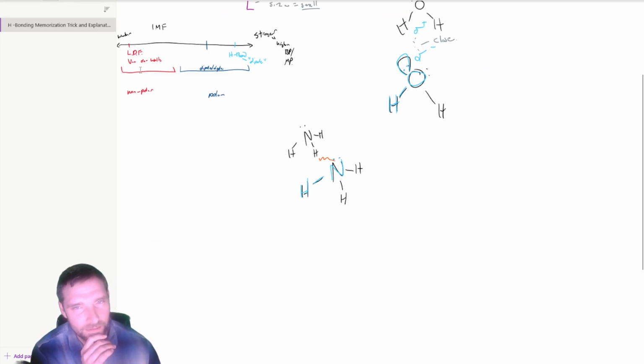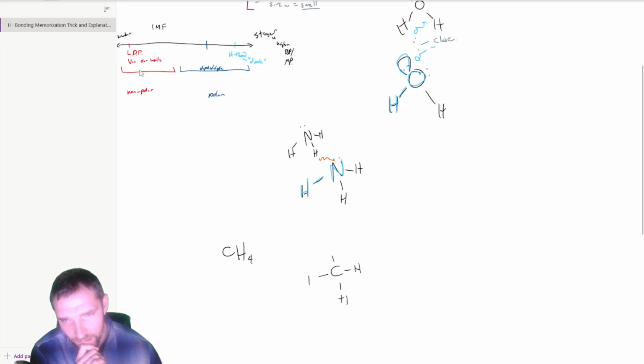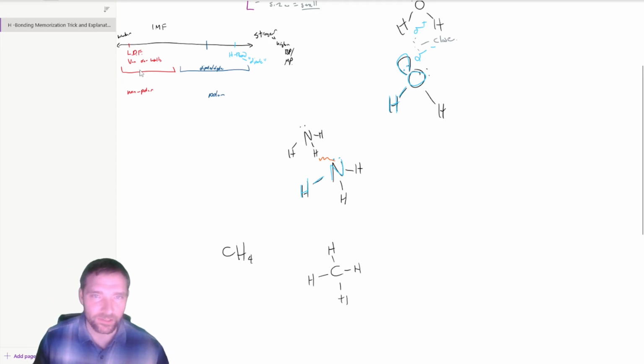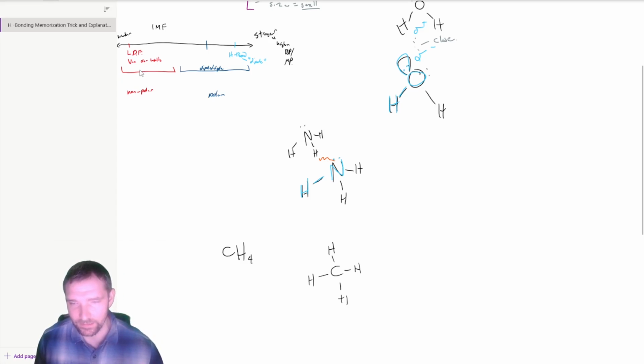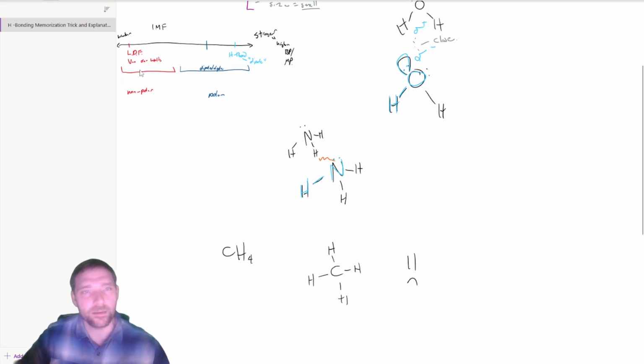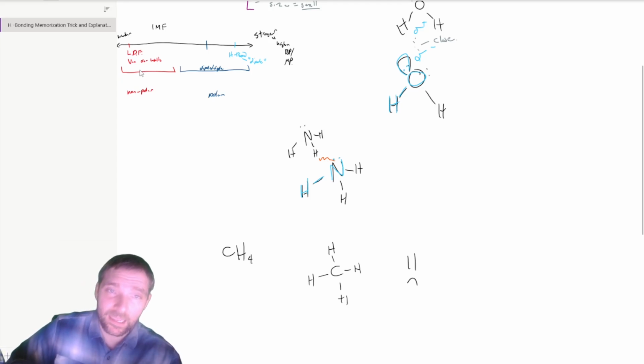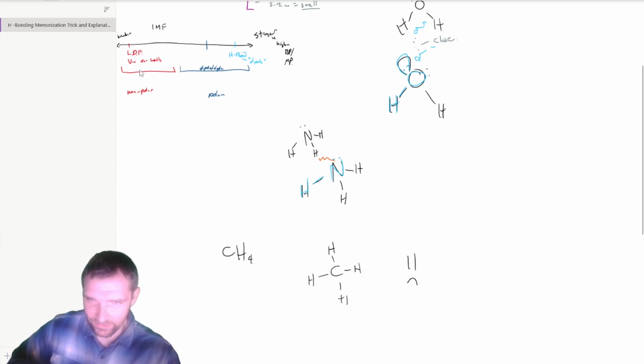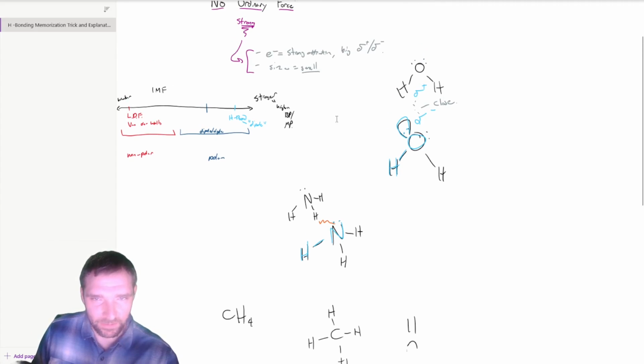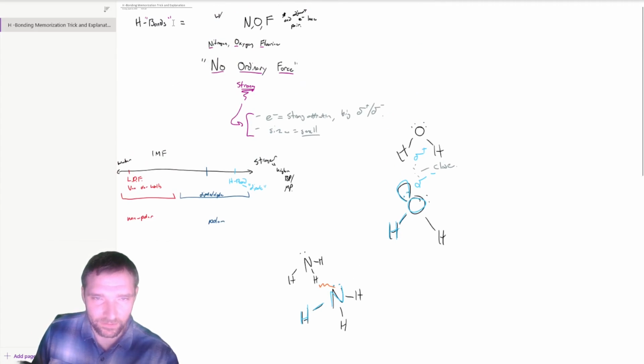So just to clarify, if we have something like CH4, that is going to be nonpolar. And this is much, much weaker in terms of the intermolecular forces. So it's going to be a lot easier to turn into a gas or boil or something like that than something like water. So it's important to kind of know the general spectrum here and why these things are called such strong forces.